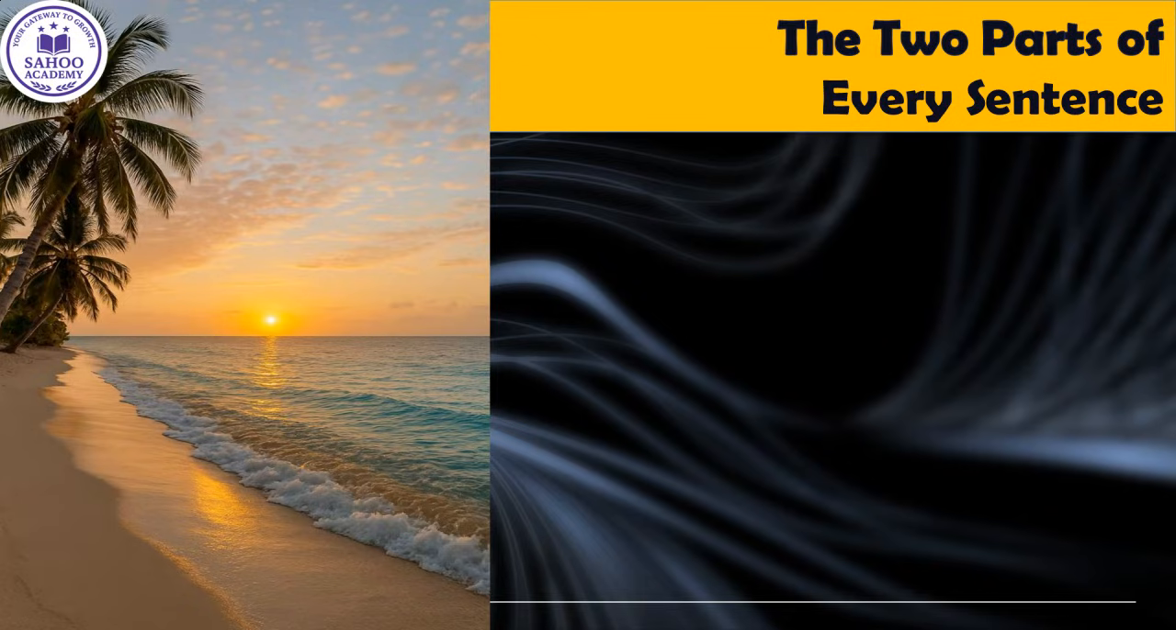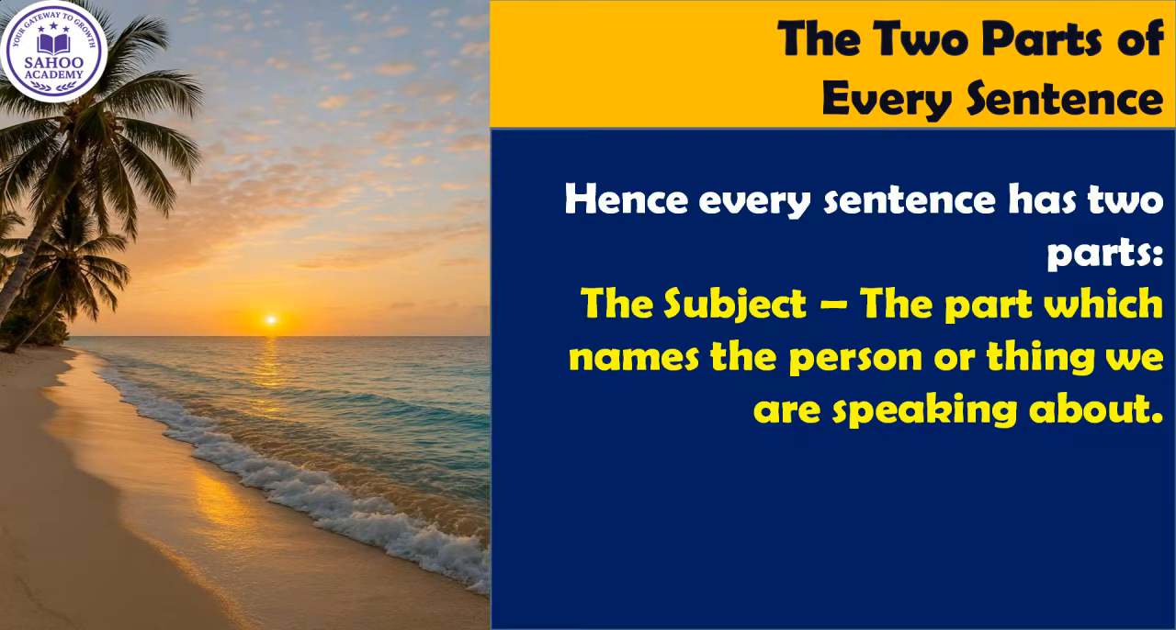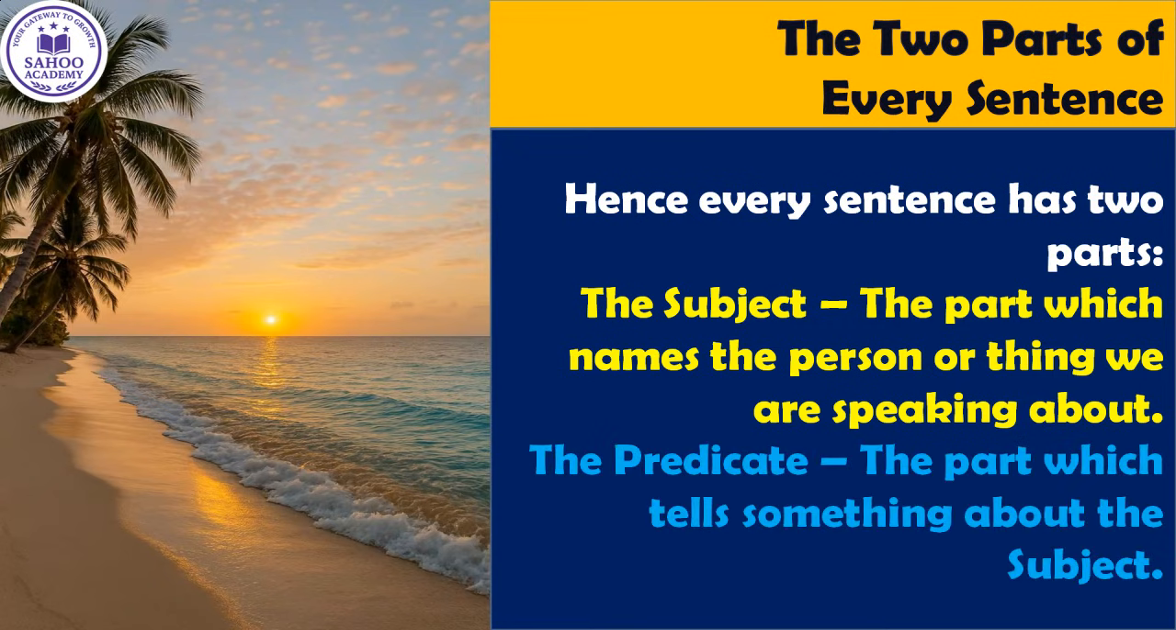The current slide is about the two parts of every sentence. So let's make it even clearer. From what we just learned, we can now confidently say every single sentence has exactly two parts. First, the subject. This is the part that names the person or thing we are speaking about. It answers the question who or what is the sentence about. And the second one is the predicate. This is the part that tells something about the subject. It answers the question what is being said about the subject.